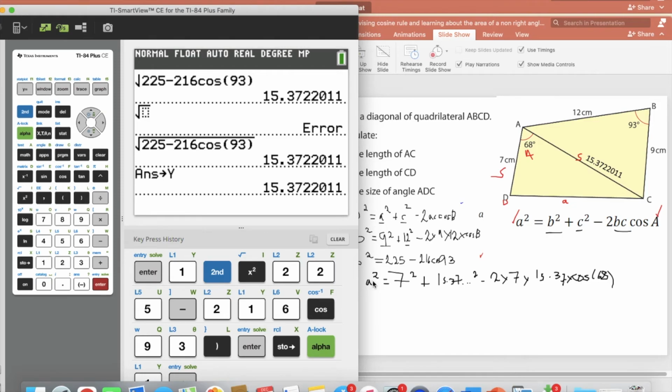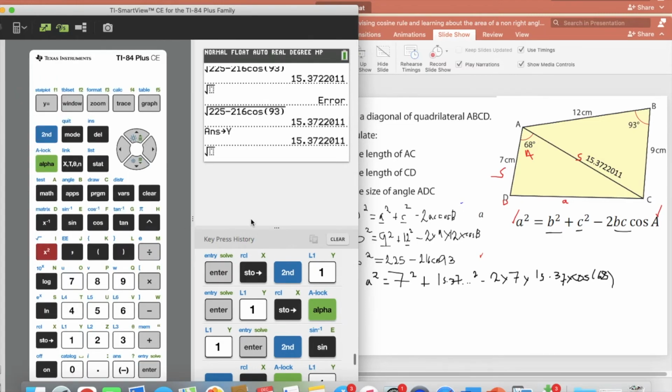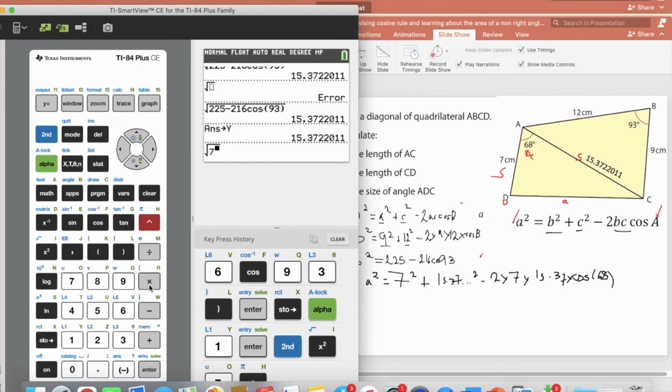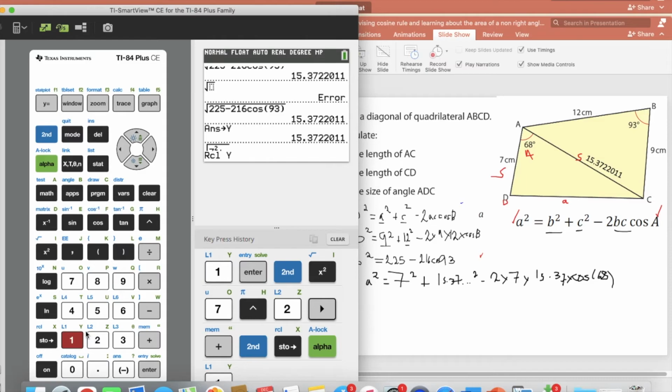So we're now going to go back to finding out what A is. So we need to find the square root. So we're going to press second, square button, so we get the blue option, which is the square root. 7 squared. Then we're going to put plus whatever we stored into Y, squared. So to recall it, you have to press the blue button here, second store, and then to get the Y up, we have to press alpha 1. So it's 4 buttons we have to press if we want to recall it.